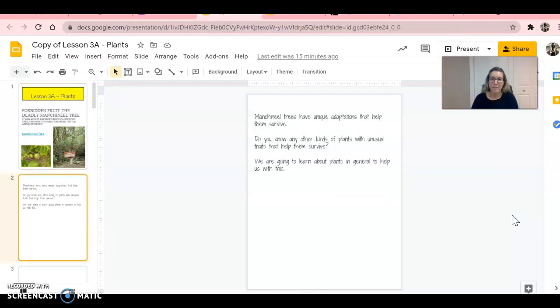So as you can see, manchineel trees have several unique adaptations that help them to survive in their habitats. Can you think of any other plants with unusual traits that help them to survive? Well, in order to think of unusual traits, we first need to get an idea of what traits are normal for a plant to have. So first we're going to learn today about what sorts of traits most plants have, which will allow you to think about what might make a plant different or unusual.